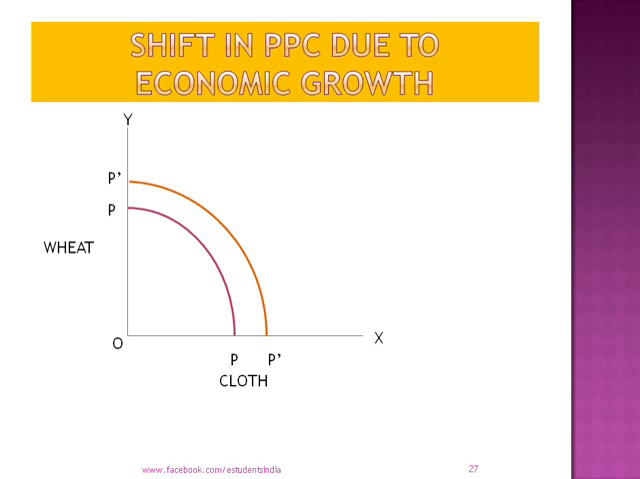Suppose the economy is working at a point on its production possibility curve. The national income, output, and employment cannot be increased by simply raising aggregate demand. The policy measures should be adopted to increase capital accumulation and make progress in technology. These measures will generate economic growth and the production possibility curve will shift from PP to P'. As a result, national income, output and employment will rise.